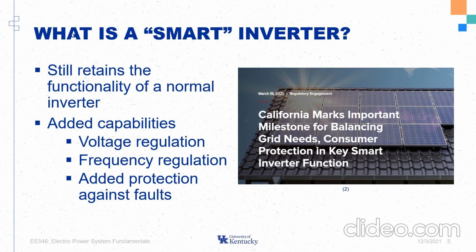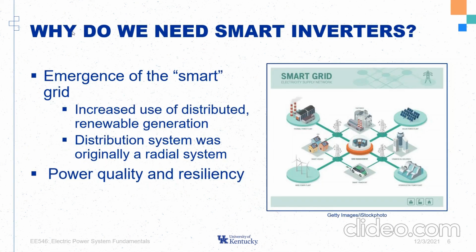monitoring and regulating the output voltage and frequency, and it also provides added protection against faults in the system that it's connected to. These capabilities are important when we start talking about why we need smart inverters in our evolving grid. With all of this background information, we can now answer the big question, which is, why do we need smart inverters? Traditional generation sources, such as coal, natural gas, and hydroelectricity, don't require inverters.